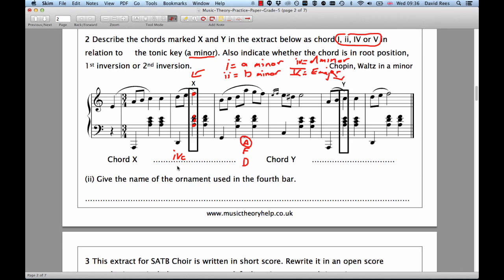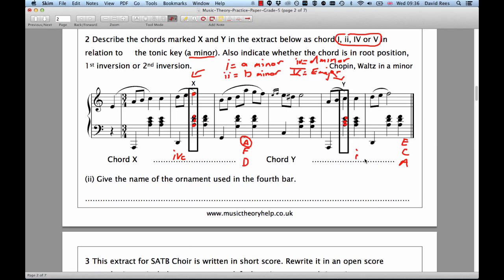Chord Y, even more straightforward, I think, because we've seen this chord very often. It's a simple triad, an A, a C and an E, and those notes, when combined together, of course, give us a chord of A minor, which in this case is the music's tonic chord. This piece is in A minor, so we can just write chord 1. And in terms of the inversion, well, the A is in the bass, the tonic is in the bass, which means that this chord is in root position.